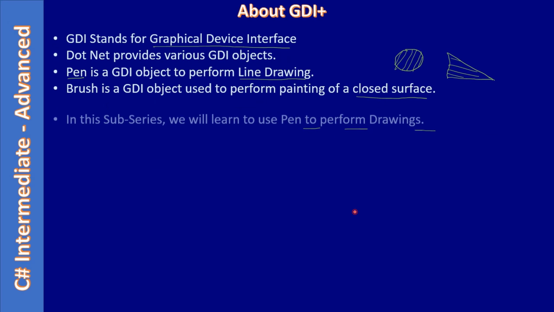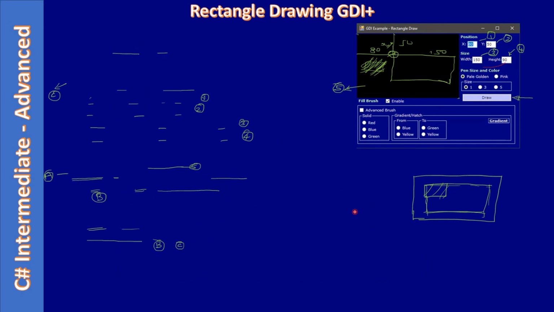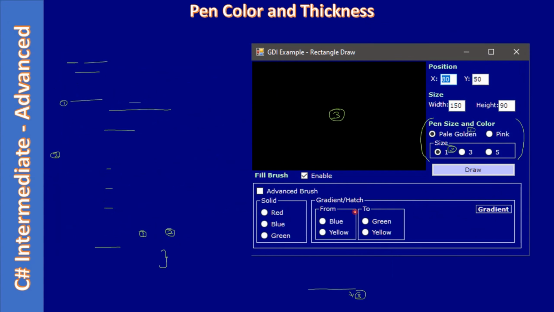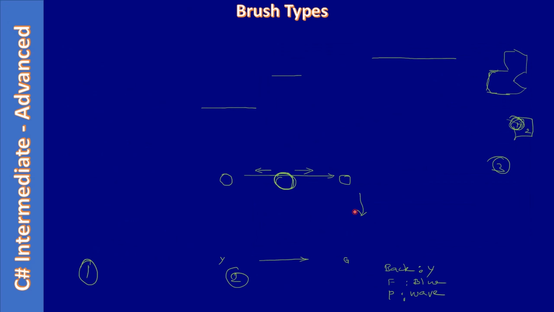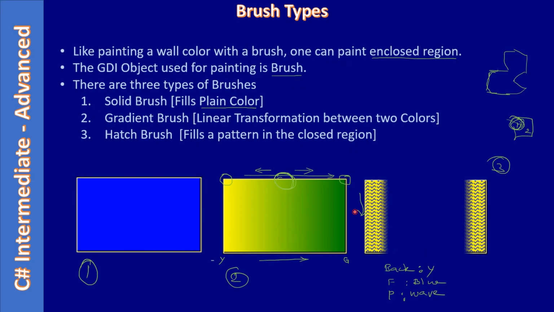These are all the slide decks from our previous parts. First we learned how to draw a rectangle. Then we adjusted the pen color and thickness. Next we learned the brush types.